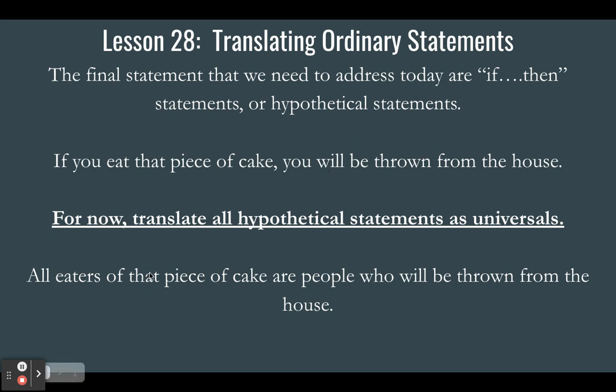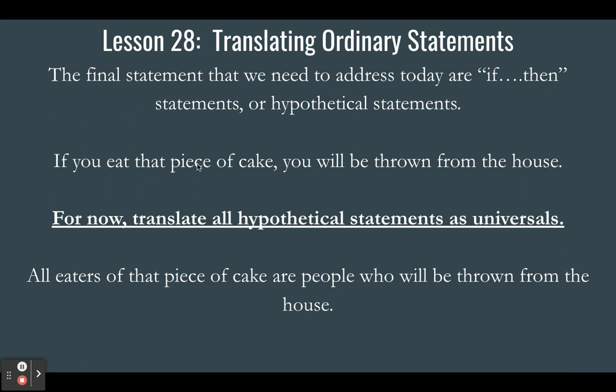All eaters. It's almost like there's a sign, like you know how trespassers will be shot, right? All people who are trespassers are people who will be shot. Well, they didn't want to write all those words, so they shortened it to trespassers will be shot. So all eaters of that piece of cake are people who will be thrown from the house. So again, that is awkwardly worded and kind of a bummer, but for now, translate all hypothetical statements as universals.